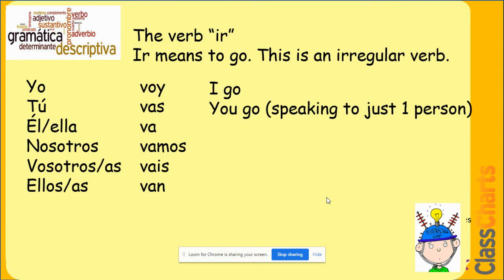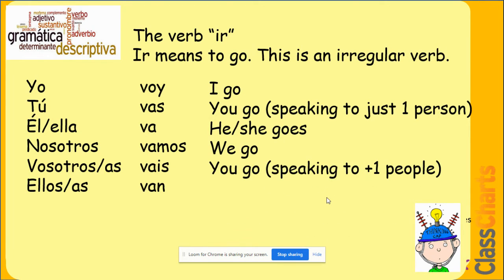Él o ella va is he or she goes. Nosotros vamos is we go. Vosotros o vosotras vais is you go when you're speaking to more than one person. And ellos and ellas van means they go. This is one of those verbs. It's very irregular. It behaves completely different to the others, and you're just going to have to learn them by heart.